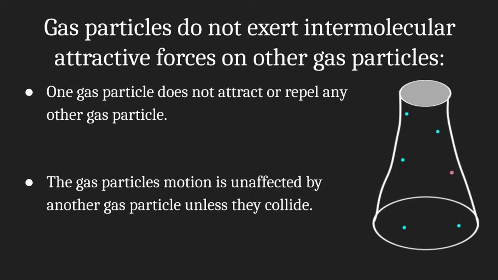The next postulate is that gas particles do not exert intermolecular attractive forces on other gas particles. In other words, one gas particle does not attract or repel any other gas particle. And as a whole, a gas particle's motion is unaffected by any other gas particle except in a collision. So you see in the diagram there's that one red particle. That red particle is not being affected by any other particle in the flask unless they collide.